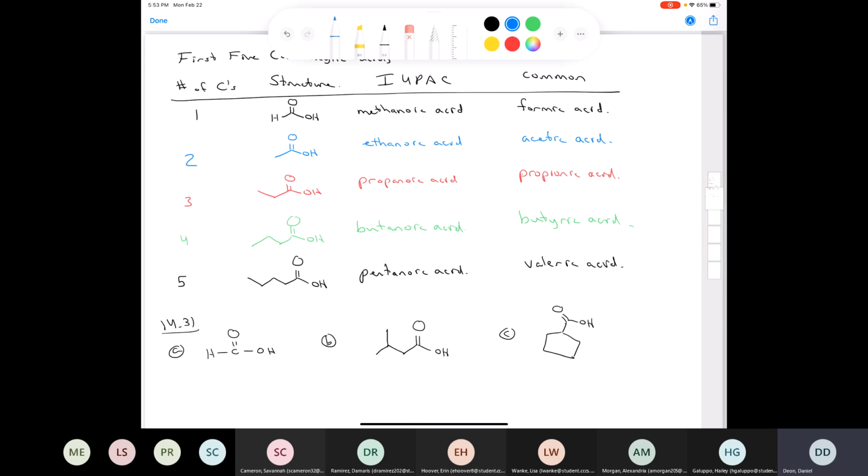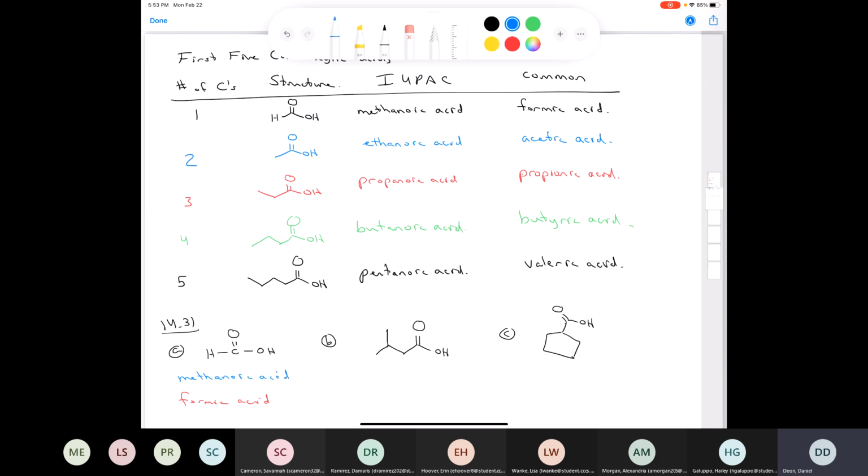It's methanoic acid, right? So this is methanoic acid, or we can call it formic acid. Let me use a different color maybe for the common name. So, or formic acid. Formic acid. The next one is not something that's just come straight to the table. In fact, the next two don't come straight to the table, do they?